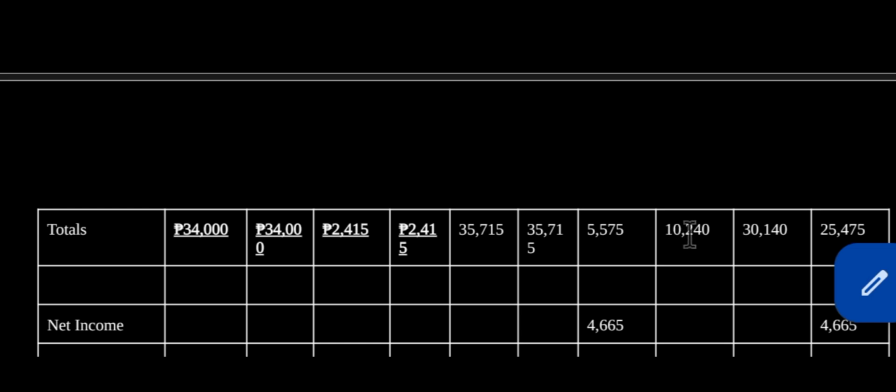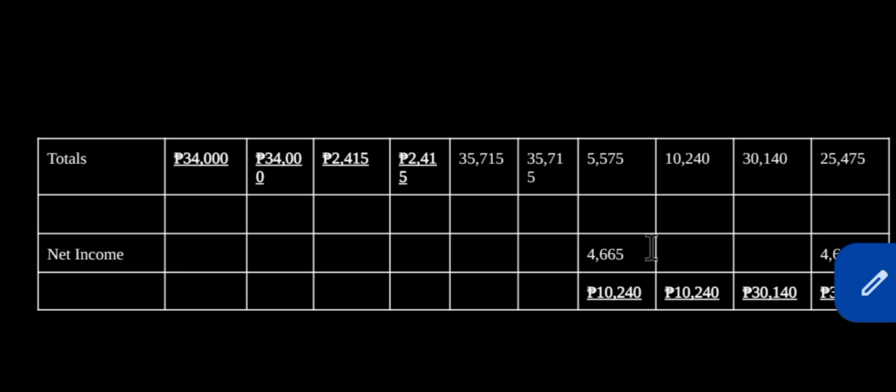So all you have to do is subtract 10,240 and 5,575. So we will get a 4,665, right? So that would be our profit or the net income. So in order to get a balanced amount, we have to add these two. So we'll get 10,240. Now they're both balanced.